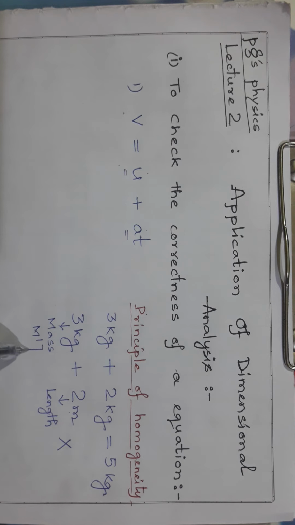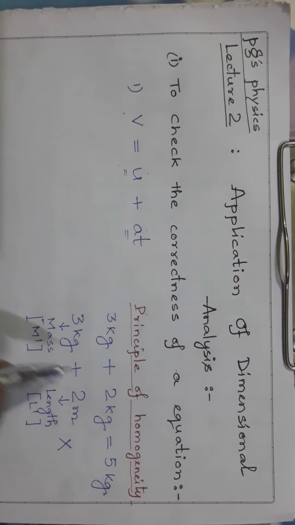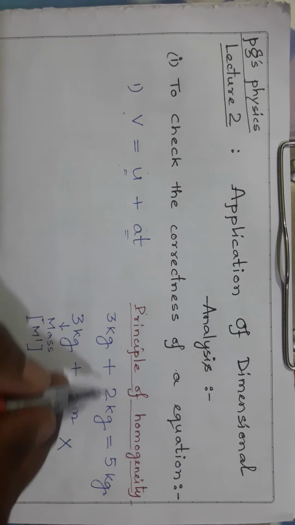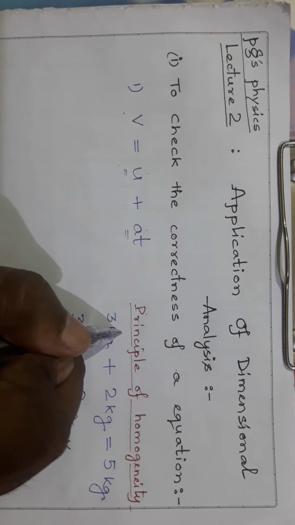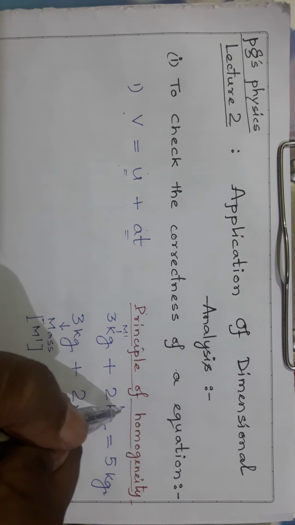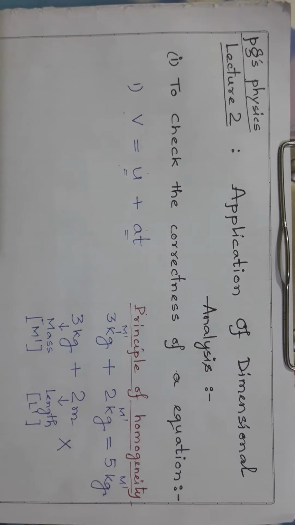Mass is M1, and length is L1, so their dimensions are different. So we cannot add these two quantities. So when two quantities are added, their dimensions must be the same. You see, this is kg, so mass M1. This is also kg, so mass M1. The result is kg, so mass is M1.